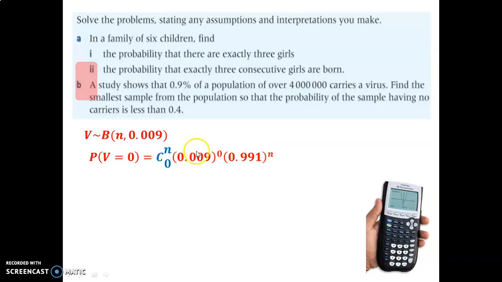Because if this was 20%, this would be 80. If this was 70, this is 30. They always combine to make 1. So 1 minus this is this, and that is the probability of non-carriers, and it's raised to the number of the sample, which we don't know. In combinations, anything choose 0 is equal to 1. And anything to the power 0 is also 1. So those both turn into 1, and we're left with this. That equation can be simplified to this, because those 1s multiply. Now we're left with this, and this can be solved on our calculator.